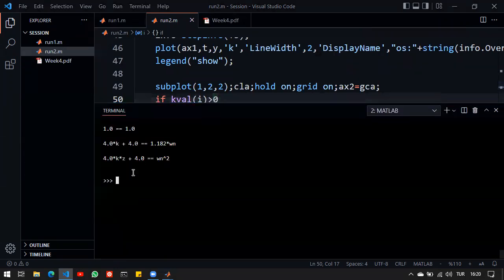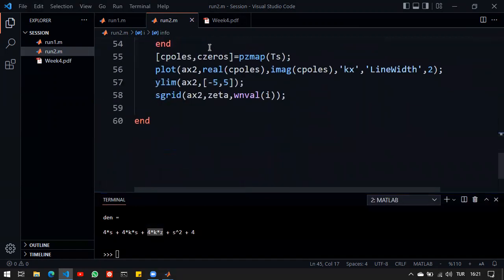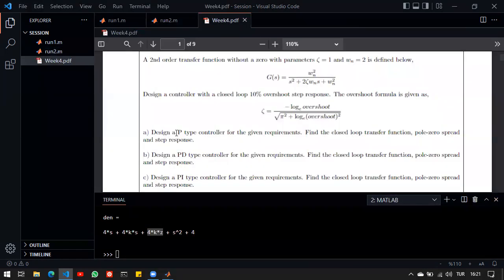Also, this was possible due to the fact that we had a derivative term here. Now, if we look at the denominator here, we can see that we are affecting the constant term and the S term, which was not valid for the P-type controller. For the P-type controller, we could only affect the constant term here. So that's fairly important.